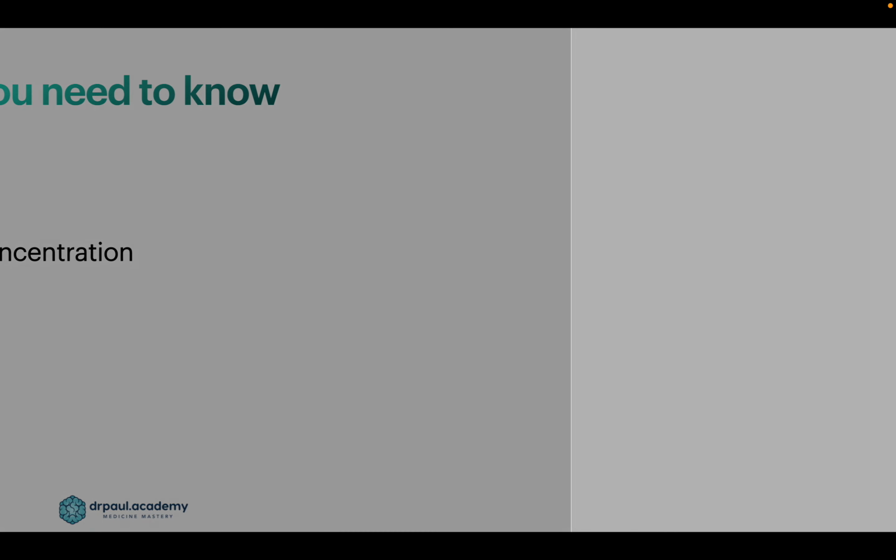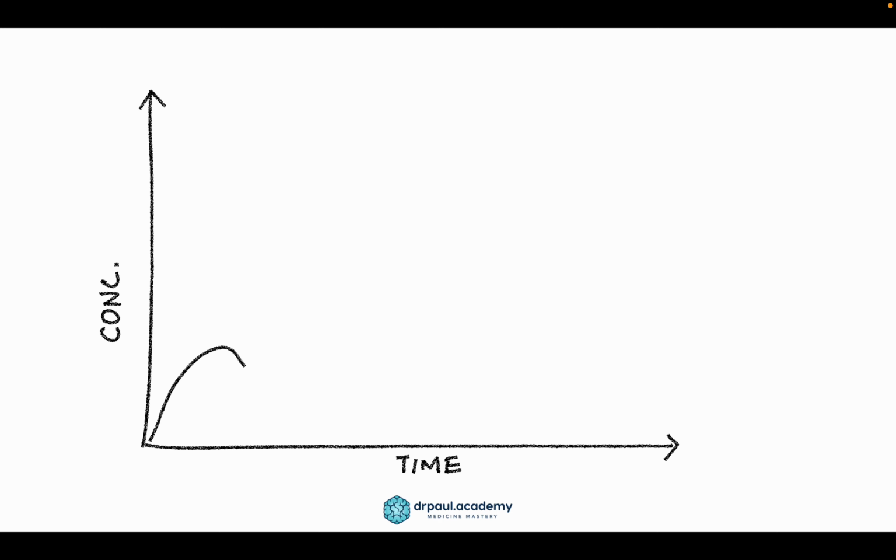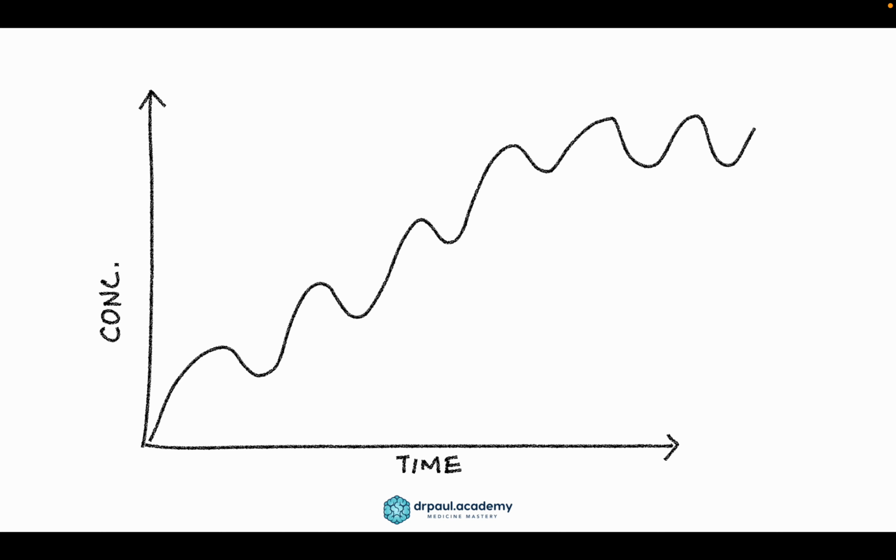Now, if you look at this concentration time plot, we know that when we repeatedly dose a drug, it starts accumulating within the body until it reaches a steady state concentration. We also know that for the drug to reach a steady state concentration, it usually takes about 4 to 5 half-lives of the drug.